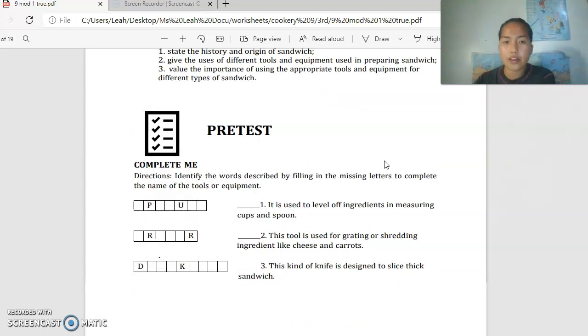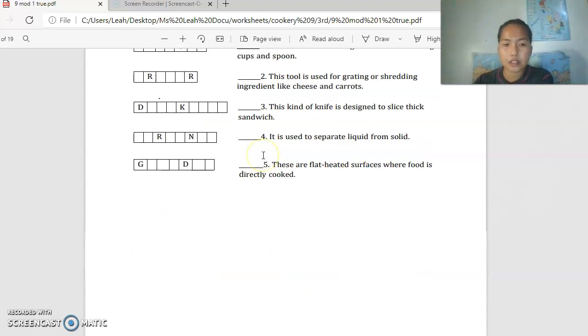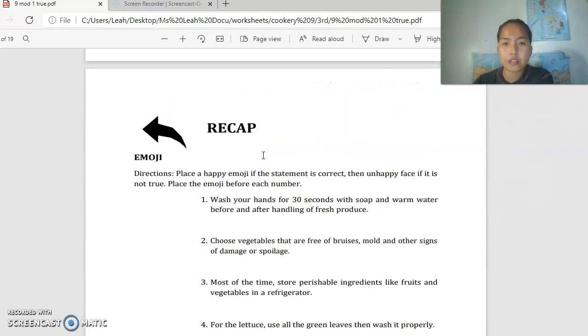So we have here the pre-test. You are going to identify the words described by filling in the missing letters to complete the name of the tool. But activity sheet being provided, just write your answer directly. So this is 1 to 5.